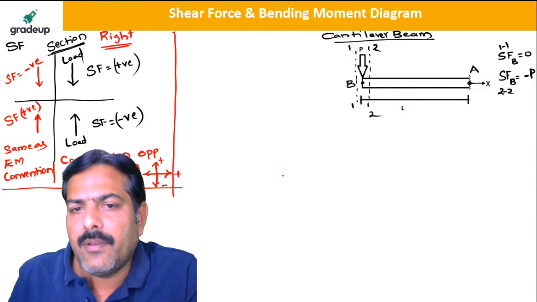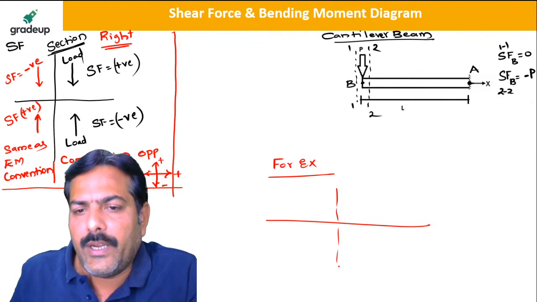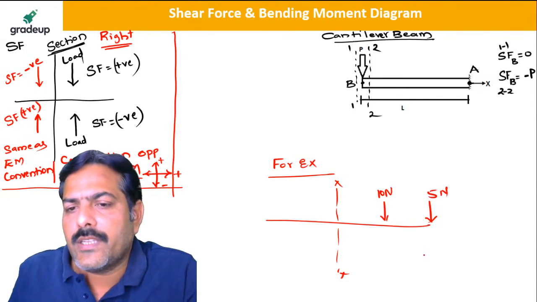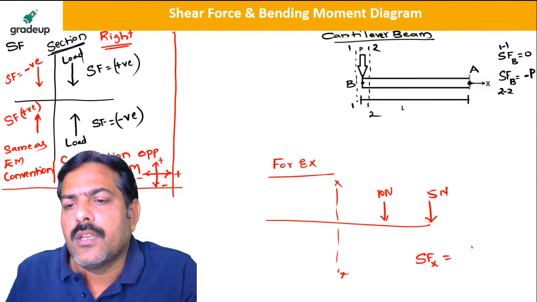So for example, if I take a section at this point and solve the right side, and the loading is 10 Newton and 5 Newton, what is the shear force at X? Shear force at X is whatever is given, the opposite of that I should take. So 10 and 5 are given acting down, opposite to that is upward. So the answer for the shear force is plus 15. Is it clear to all of you?